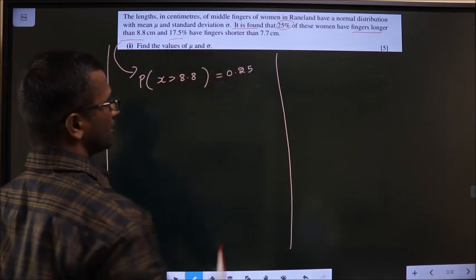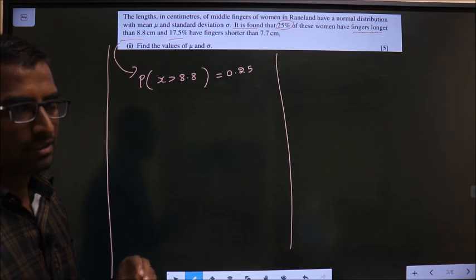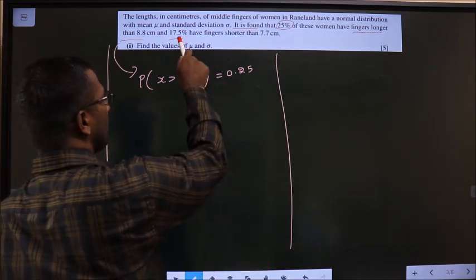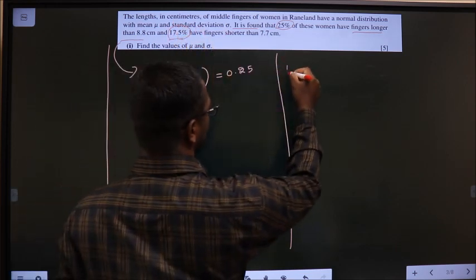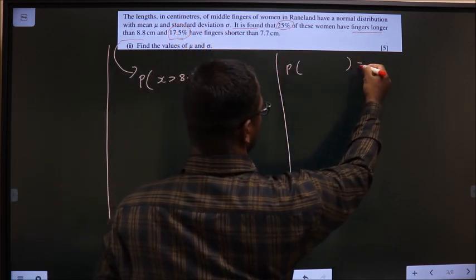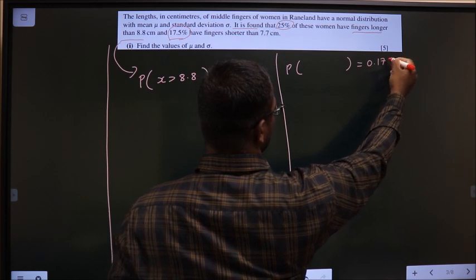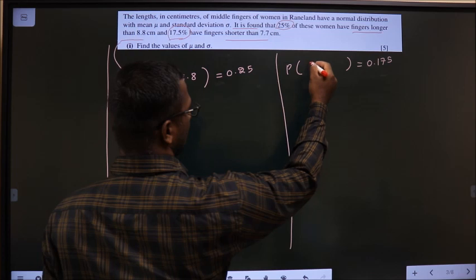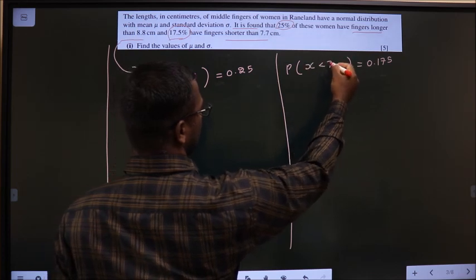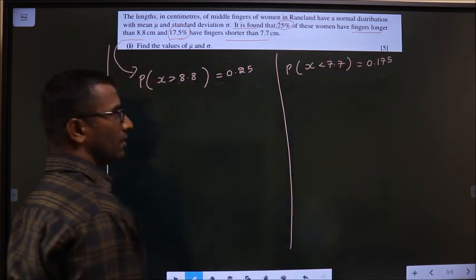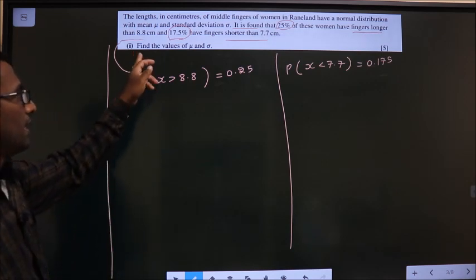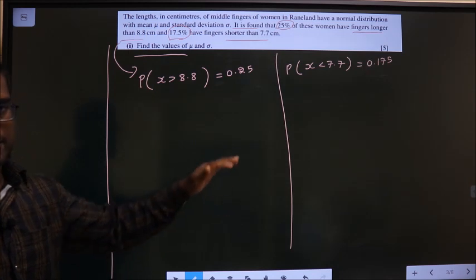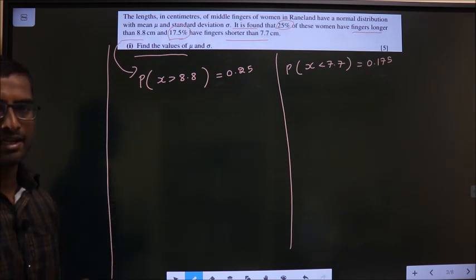17.5% have fingers shorter than 7.7. Convert this also to a mathematical equation. Again, this is probability. 17.5 is nothing but 0.175. And shorter than 7.7 means x less than 7.7. Clear? Now, find the values of mean and standard deviation. When we simplify these two equations, we will get mean and standard deviation.